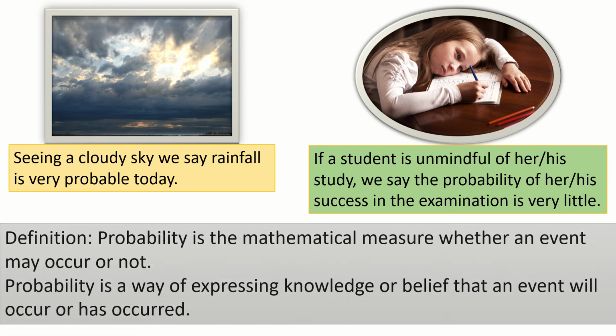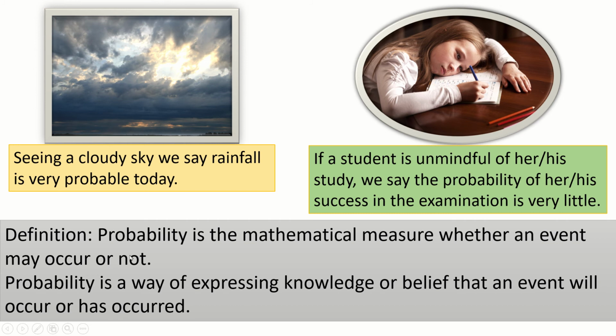Now, the definition of probability. Probability is the mathematical measure of whether an event may occur or not. Probability is a way of expressing knowledge or belief that an event will occur or has occurred.